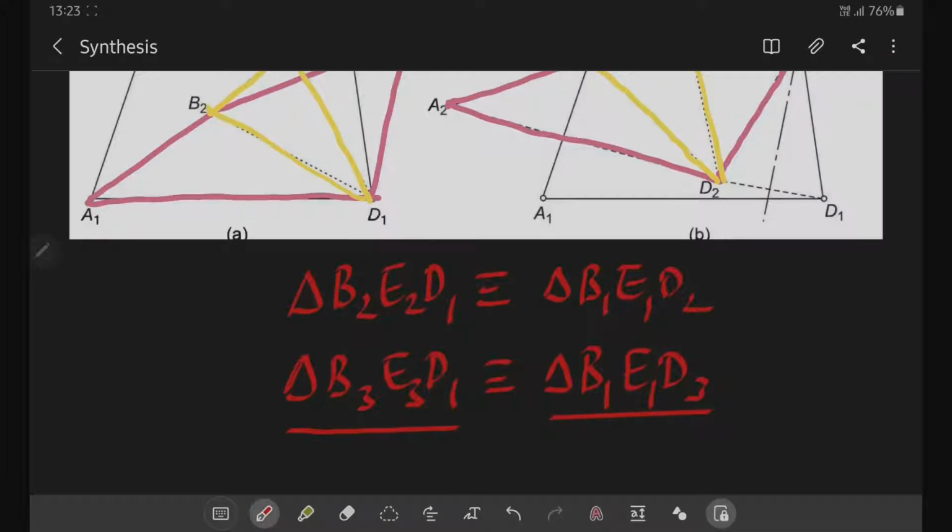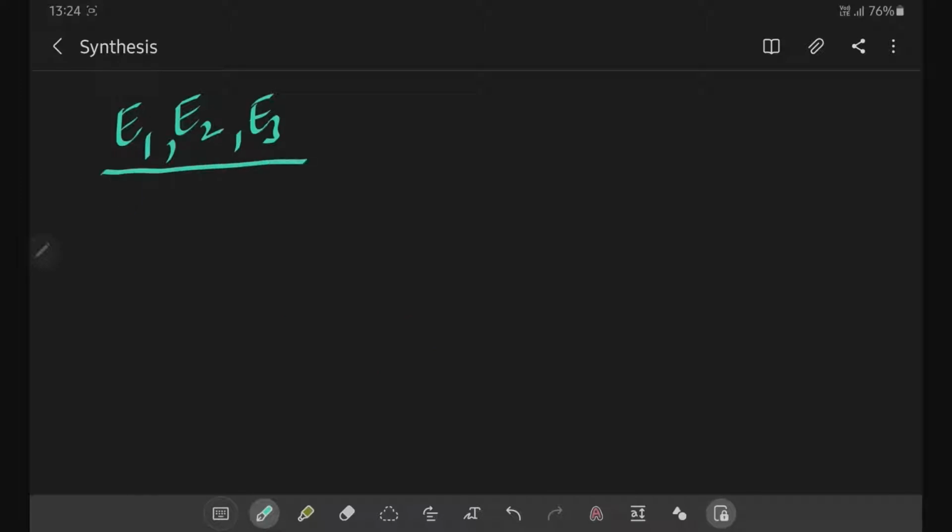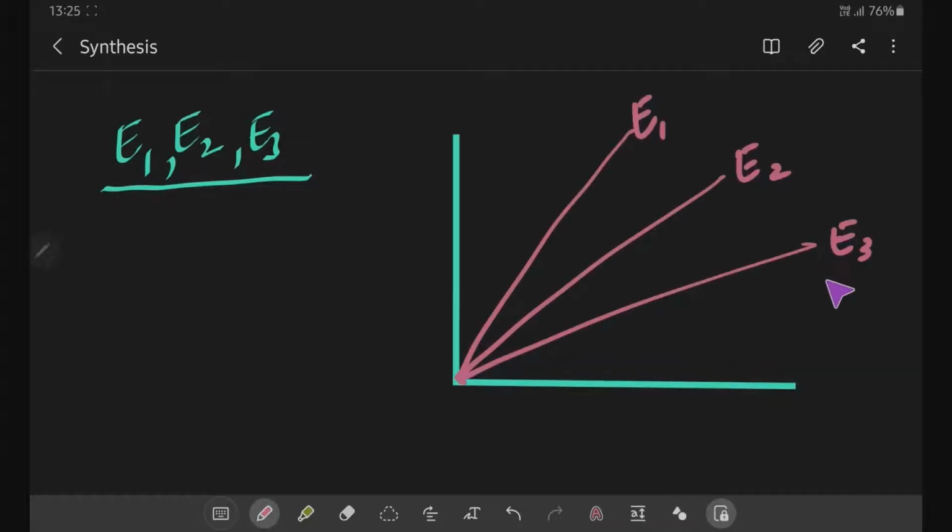So this is the basic theory part behind the synthesis of the 4-bar links. Now let us look at how to synthesize a 4-bar link without prescribed timing. Usually E1, E2, E3 will be given in the problem. Once they are given, you have to plot them on a graph like this. So E1, E2, E3 are plotted.